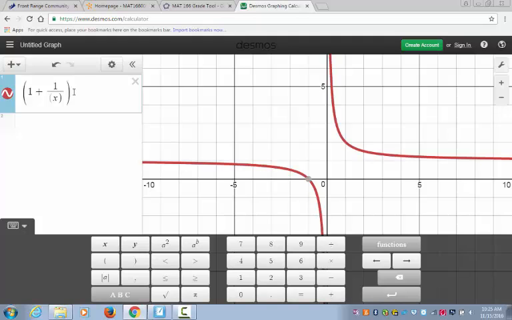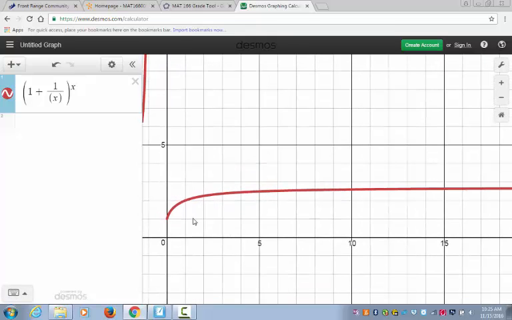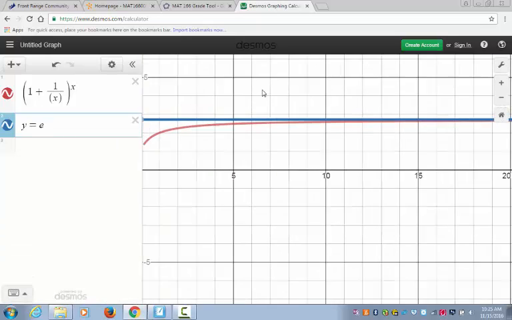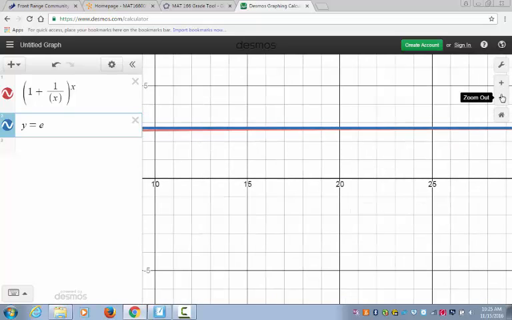Okay, so if we look over here, let's also graph y equals e. And you can see, as you go out further and further, it's going to get infinitesimally close to e. And that's where it comes from. So e is the so-called limit of this expression as x goes to infinity, infinitesimally close to the number 2.71.